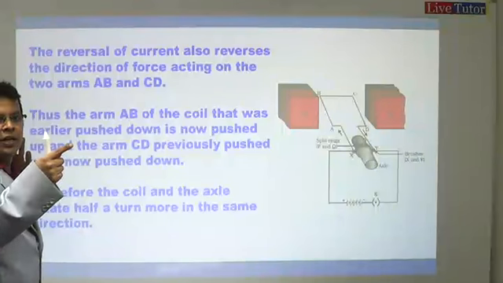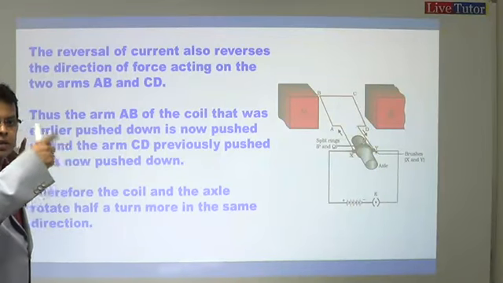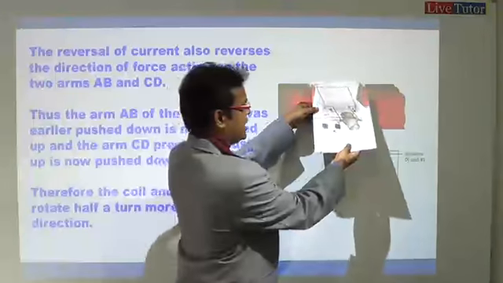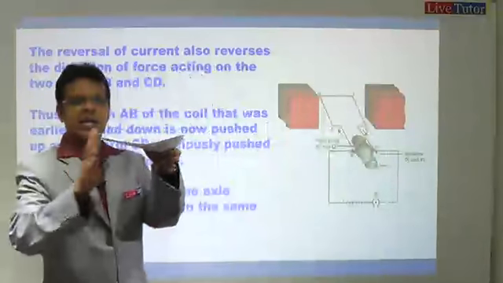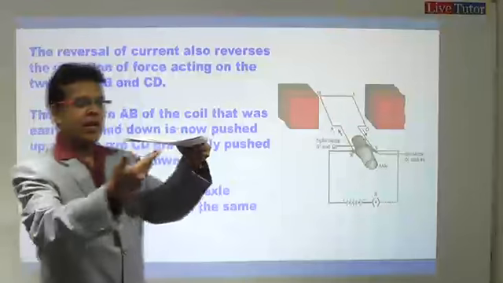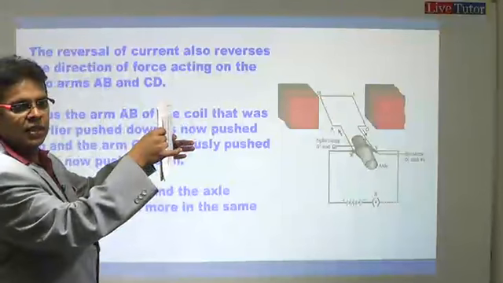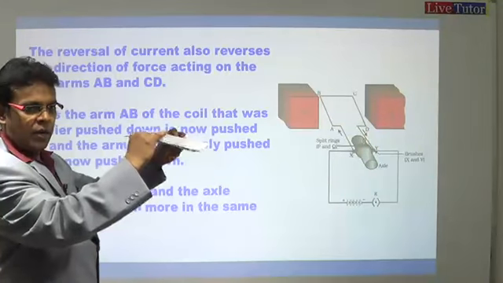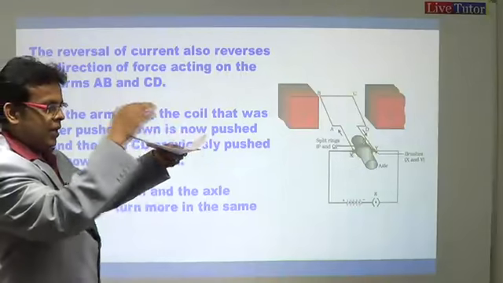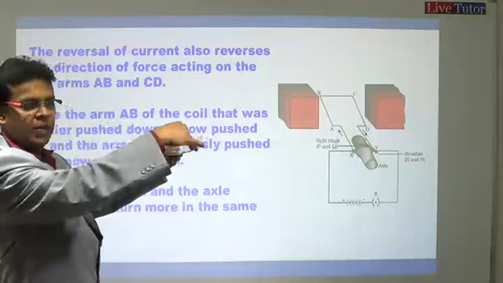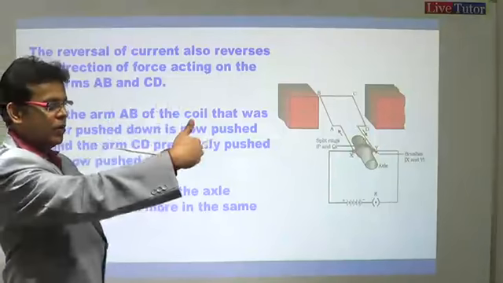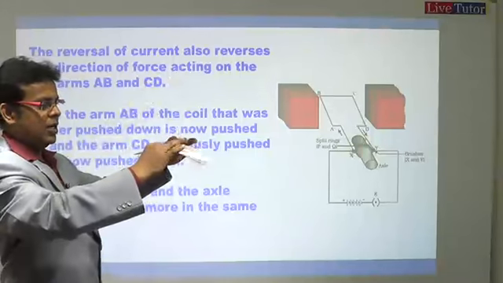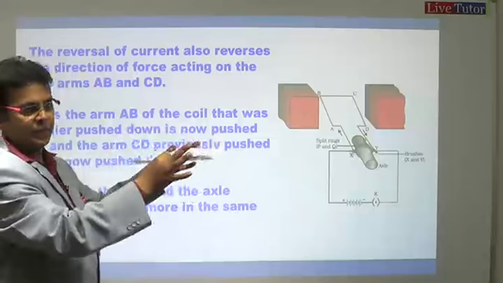Earlier AB was pushed down, now it will be pushed up. Remember, in the beginning it was like this. Say this is AB and this is CD. In the beginning it moved like this, half a rotation. Now earlier it was AB, this is CD. Now this is CD, this is AB. Earlier AB was moving downward, now AB will be moving upward like this, half rotation. Again half downward, upward, like this it will keep on rotating.